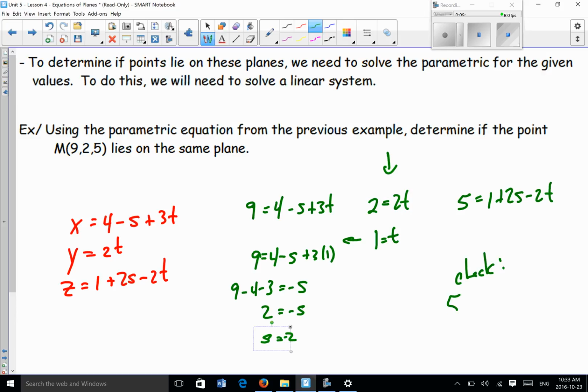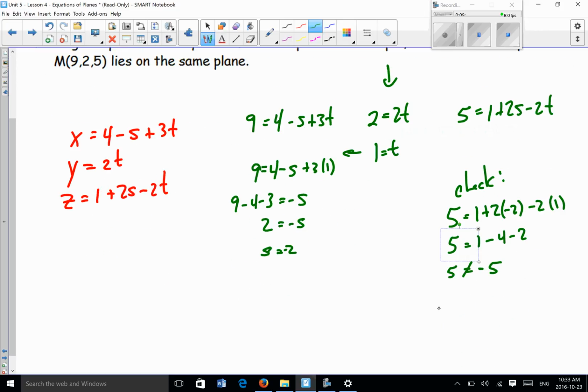So my check is 5 equals 1 plus 2s, so 2 times negative 2, minus 2t, so 2 times 1. I've got 5 equals 1 minus 4 minus 2. Does 5 equal negative 5? No way. So what does that tell us? It tells us that this point is not on the line. If it came out to positive 5, obviously it would be on the line. That's the way you can use that equation.